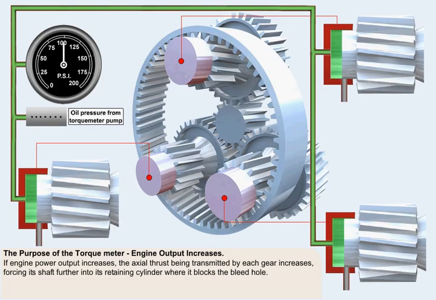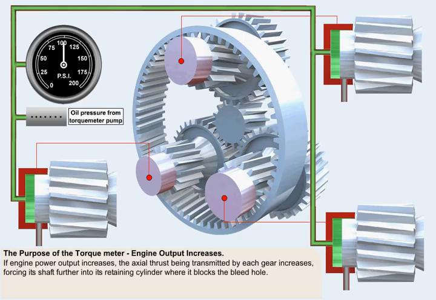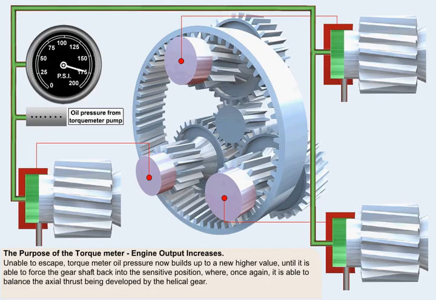If engine power output increases, the axial thrust being transmitted by each gear also increases, which forces its shaft further into its retaining cylinder. Thus the shaft is forced into a new position where it blocks the bleed hole. The torque meter oil pressure, being unable to escape, now builds up to a new higher value, until it's able to force the gear shaft back into the sensitive position, where once again it's able to balance the axial thrust being developed by the helical gear.